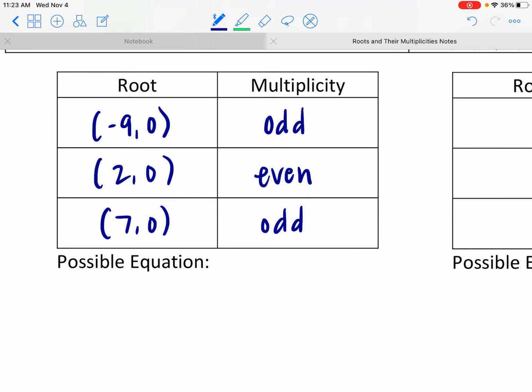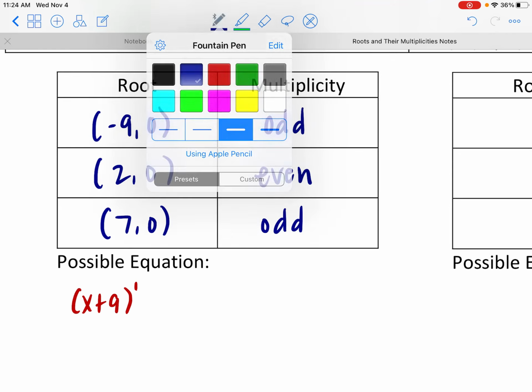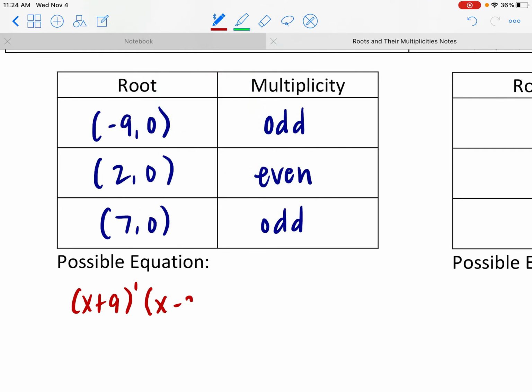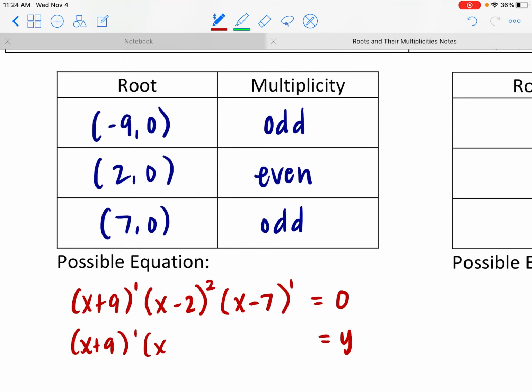So we want an odd number of x plus 9s. If negative 9 is a root, then x plus 9 is a factor, an odd number of times, so I'm just going to put a 1 there. If 2 is a root, then x minus 2 is a factor, and it's even, so it has to happen an even number of times. And then lastly, if 7 is a root, then x minus 7 is a factor, and again an odd number of times. So if this is an equation, we'd put an equal 0. If this is a function, we would put an equal y. And I guess I'll just put both. So this would be the equation, and this would be the function format of that.